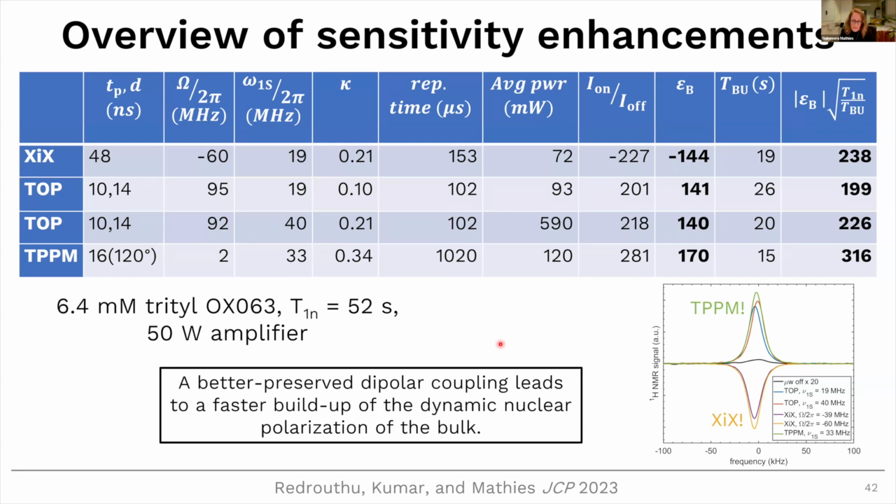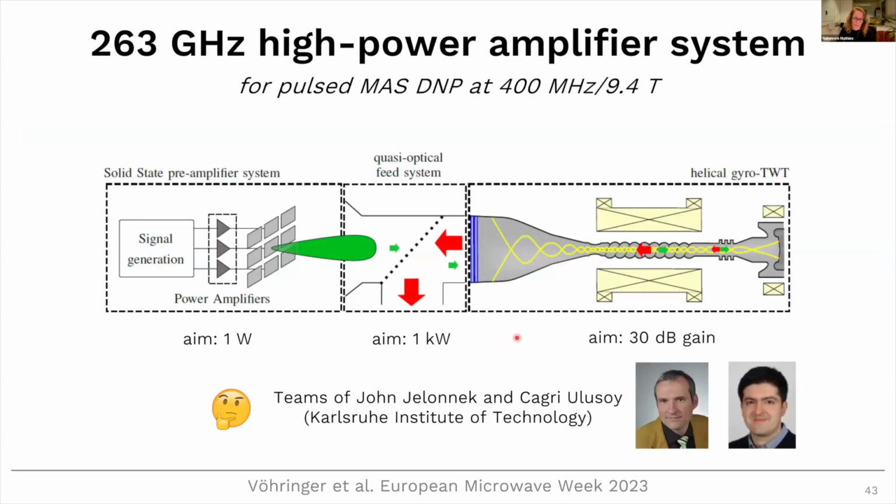Okay, so these results and also the results obtained by others were actually very helpful, because they made it possible for the teams of John Jelonek and Chagri Ulesoy, microwave engineers working at KIT, Karlsruhe Institute of Technology, to get funding to build a 263 gigahertz high power amplifier system. That would eventually serve as a source for post-MAS DNP at 400 megahertz or 9.4 Tesla.